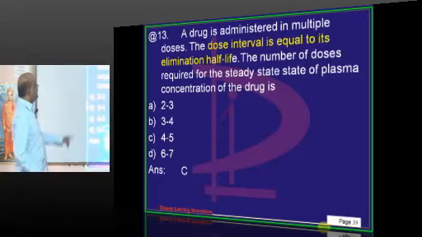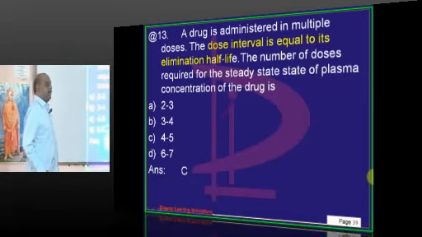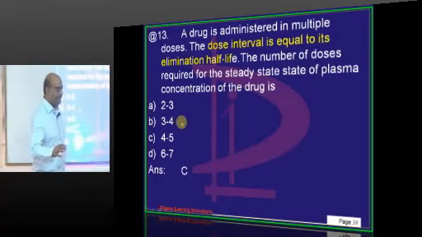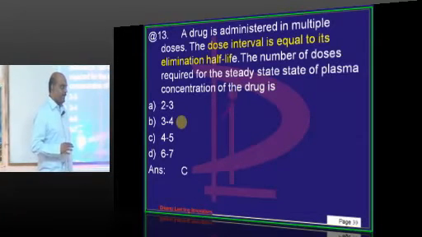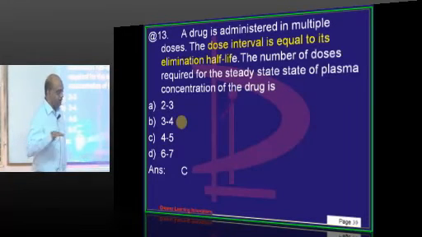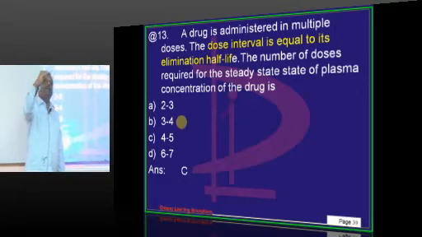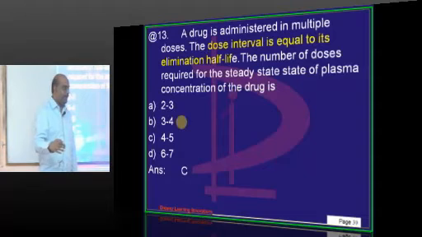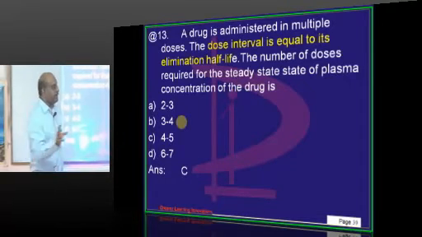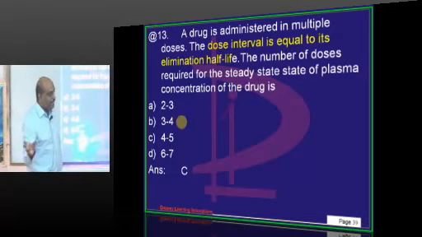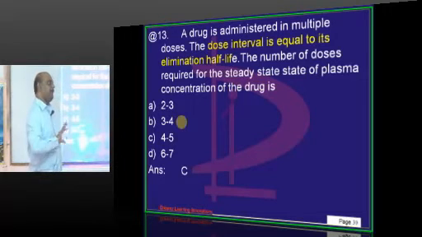The dosing interval is equal to the elimination half-life. The elimination half-life means the time taken for the drug to be eliminated to 50% of its present concentration. So for a drug to go from 100 milligram to 50, 50 to 25, 25 to 12.5, let us say it is taking every 8 hours. At the same time you are also giving that dosage every 8 hours. That is called dose interval being equal to elimination half-life.